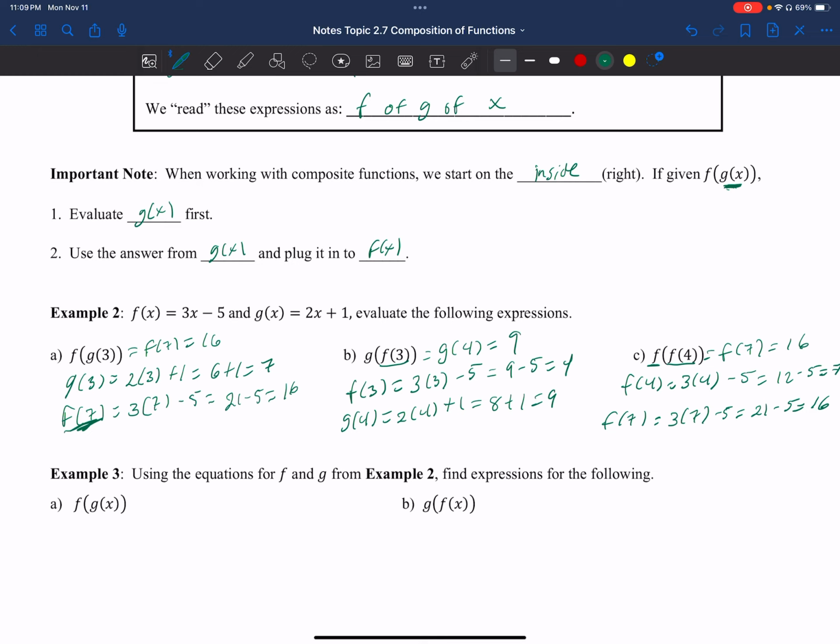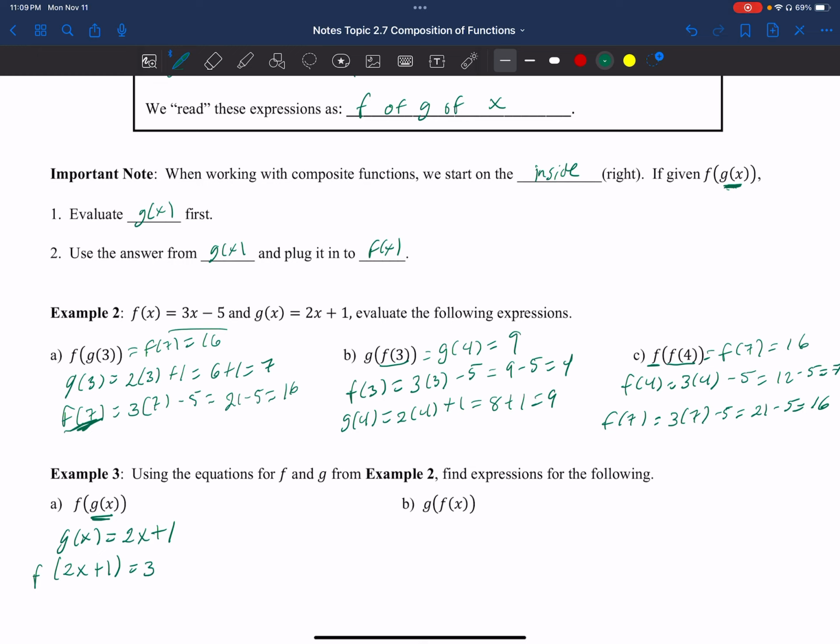Example number 3 says use the equations for f and g in example 2 to find the expressions of the following. So I'm going to work them out in a similar way. So again, start with the inside. My inside is g of x. So I'm going to rewrite g of x, which is 2x plus 1. After that, I'm going to find f of my answer, which is f of 2x plus 1.